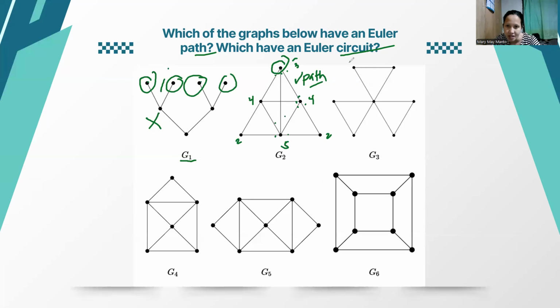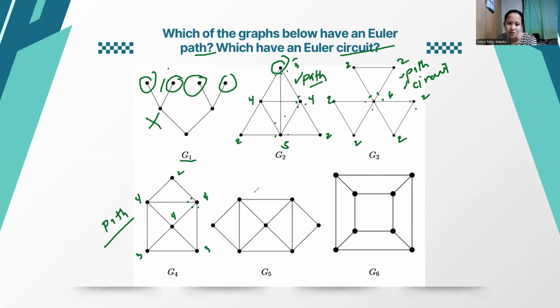How about this one? This is 2, this is 2, 1, 2, 3, 4, 5, 6. 1, 2, 1, 2, 1, 2, and 1, 2. All vertices are even, therefore it has a path and it has a circuit as well. And here we get 2, 1, 2, 3, 4. Okay, 4 as well. 1, 2, 3. 1, 2, 3. So there are 2 vertices that are of odd degree, meaning it has an Euler path.